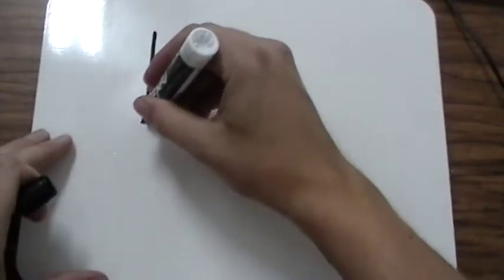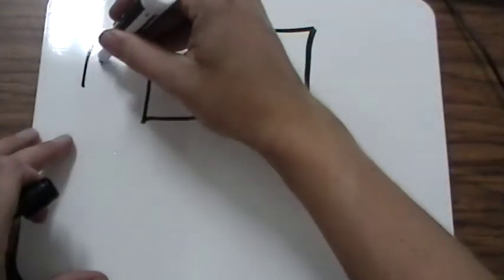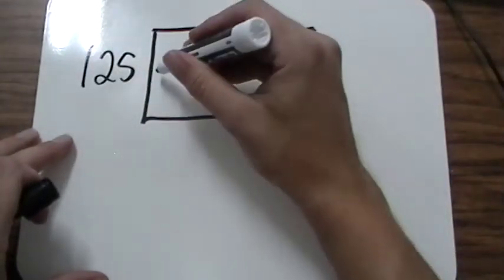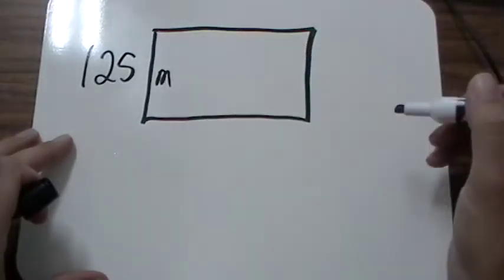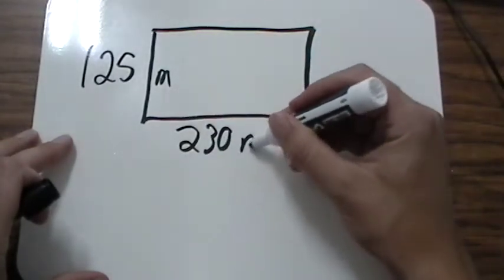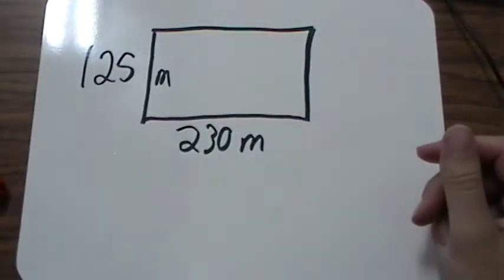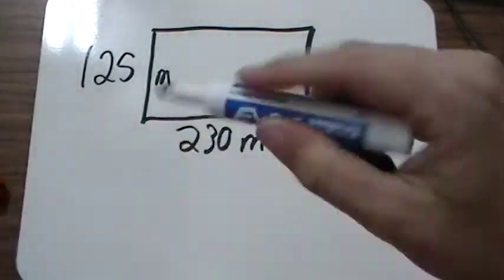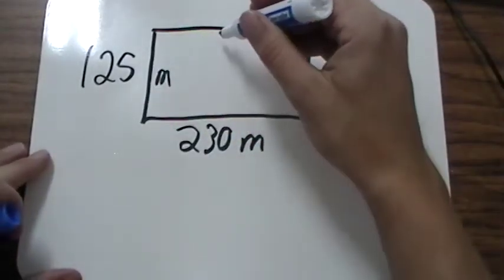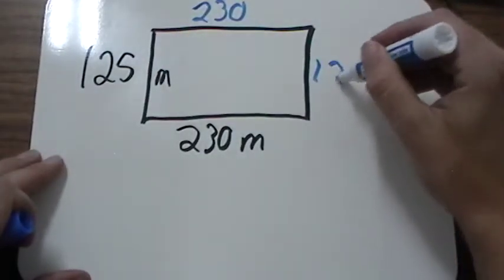Well, what if I have something that's a little bit bigger, though? What if I have a shape that's 125 meters by 230 meters? Well, to find the perimeter, I'm going to follow the same procedure. I know this side is also 230, and this side is also 125.